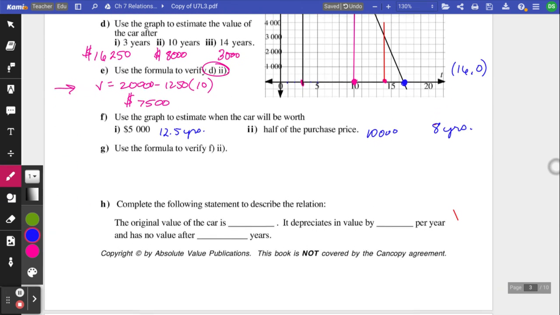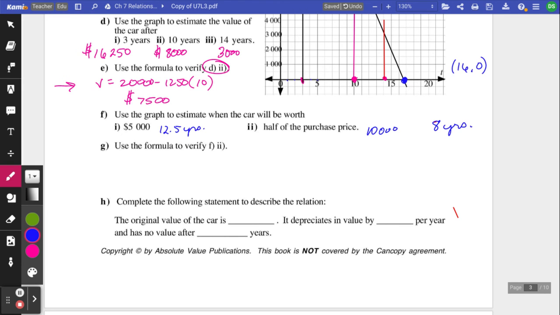Okay, verify with the formula to find out this $10,000 one. We're going to use the formula to do that. So here's my formula. What do I do to verify? Do I have the value or do I have the time? No, they want to know the half of the purchase price. I guessed on this. That's a guess. Don't use that one. So just use your $10,000. That's the given. So where do I put that $10,000? In the V spot, right.